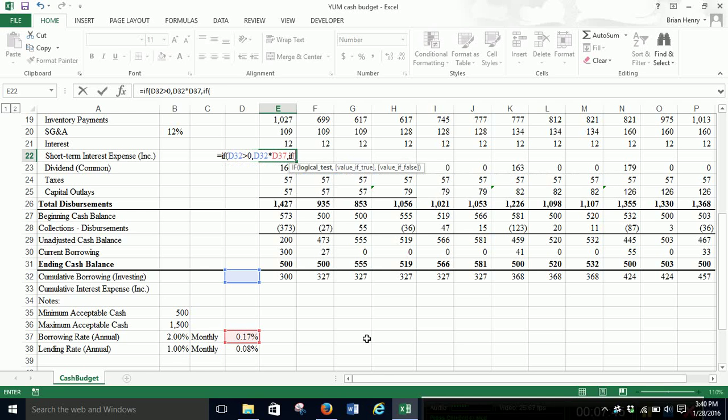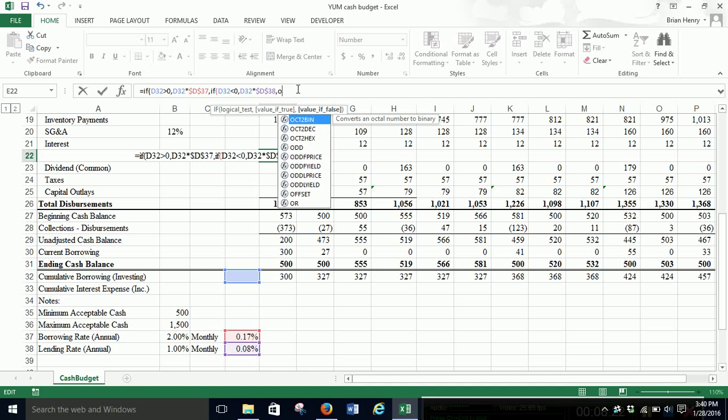And again, if that is below 0, then I'm investing. Then I get to make some money, and I get to make however much we have invested times our monthly lending rate. Okay, and oh, we've got to lock all our D's here, don't we? Lock our 38, lock our 37, but not our 32 because we're going to float month to month and pick up that cumulative borrow. Okay, and if it's not above or below 0, then I'm not going to have any interest expense or income.